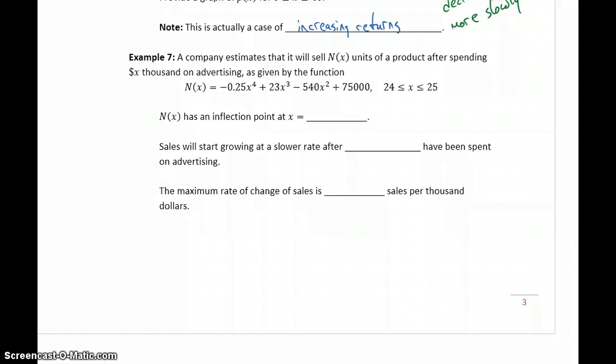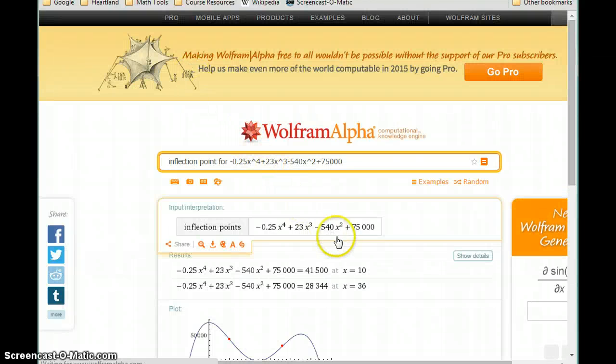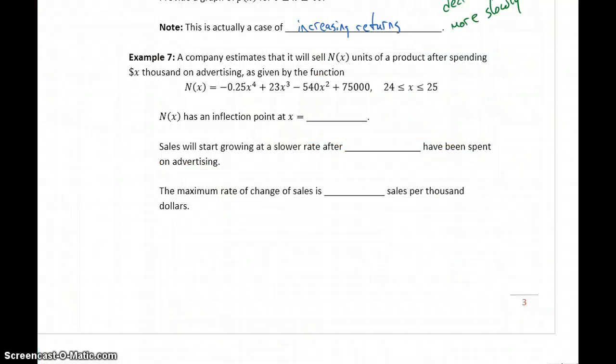In our last example, we have a company that estimates it will sell N units of a product after spending X thousand dollars on advertising. The first thing we want to do is find any inflection points. In this case, we get two different inflection points, occurring at 10 and 36.